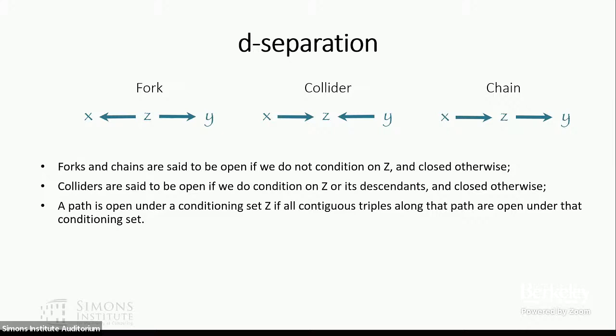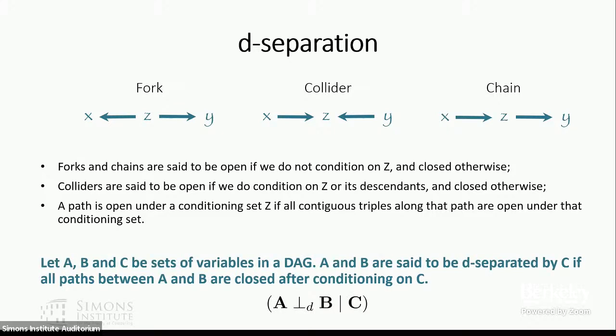When we talk about a path being open or closed, we consider all contiguous triples along that path and check whether they are open or closed under the conditioning set. This definition now allows me to introduce D-separation. Let A, B, and C be sets of variables in a DAG. We say that A and B are D-separated by C if all paths between A and B are closed after conditioning on C. I will denote it as here.